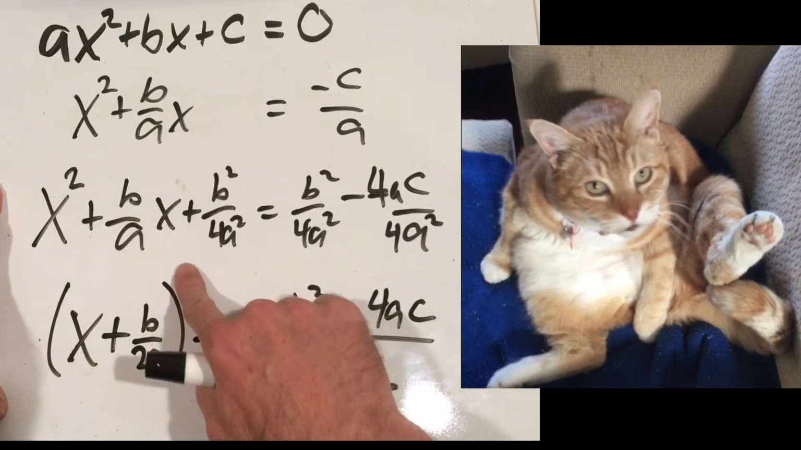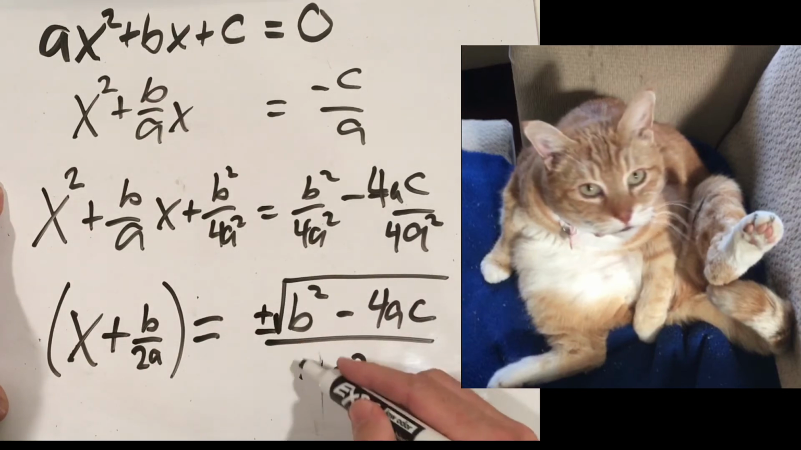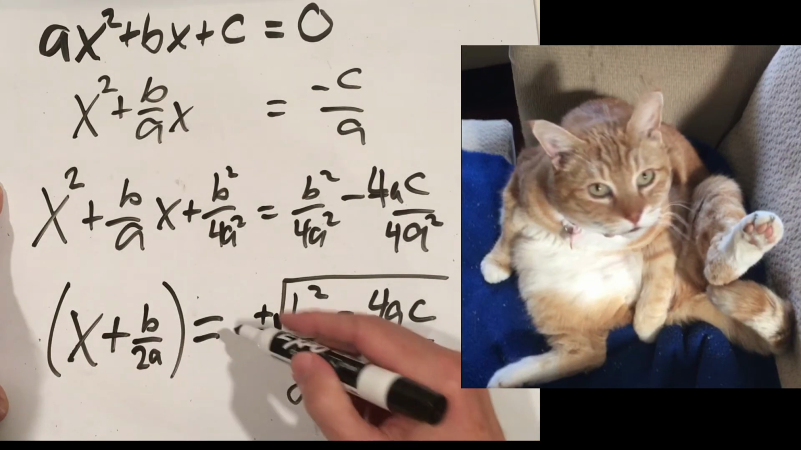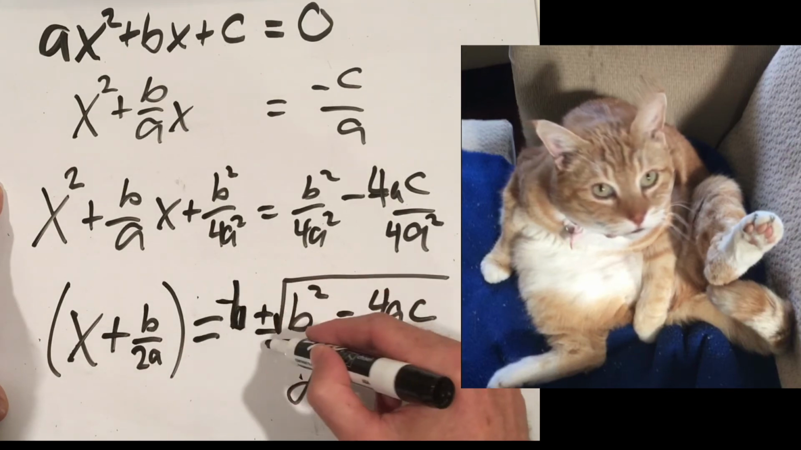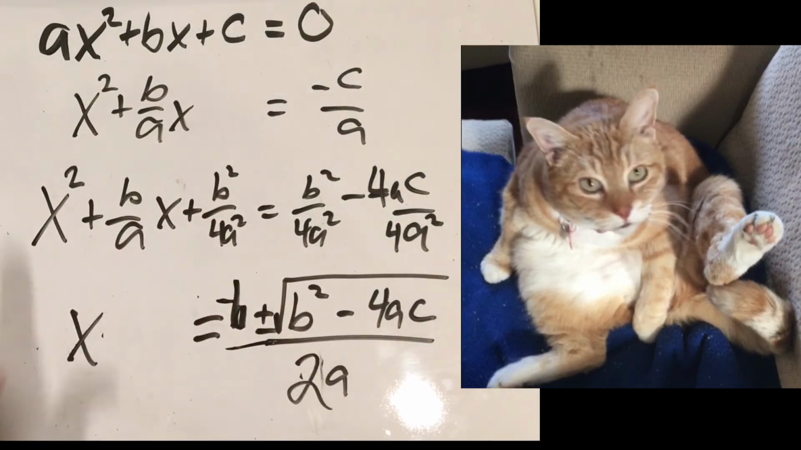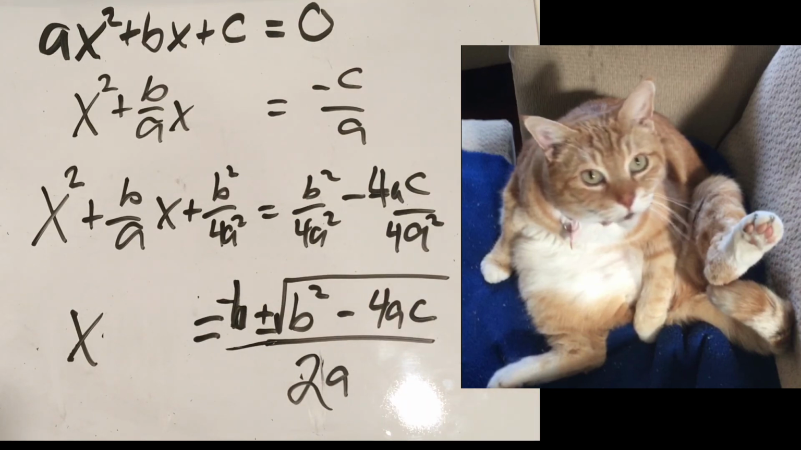Now let's take the square root of both sides. The square root of the denominator is just 2a. And now let's subtract b over 2a from both sides, negative b. And what we are left with is the quadratic equation: x equals negative b plus or minus the square root of b squared minus 4ac over 2a.